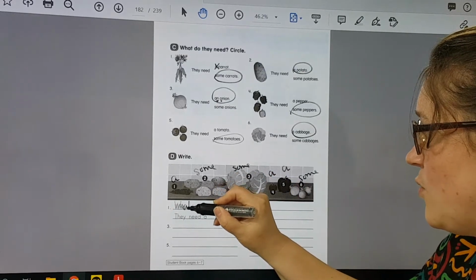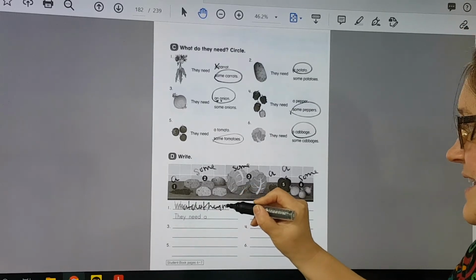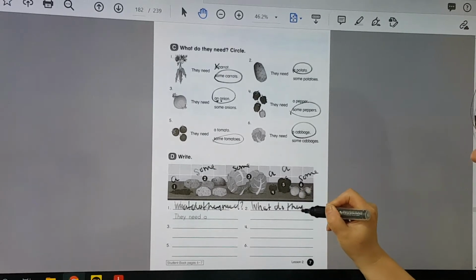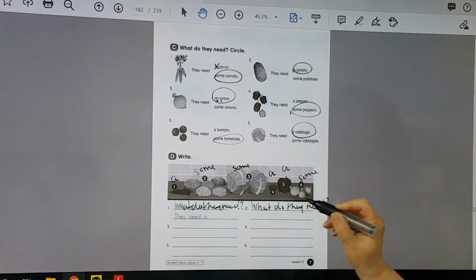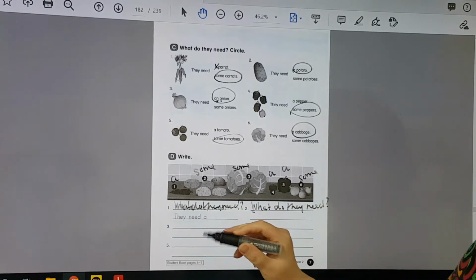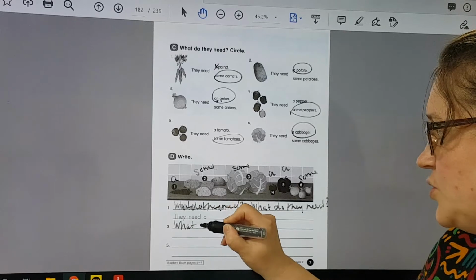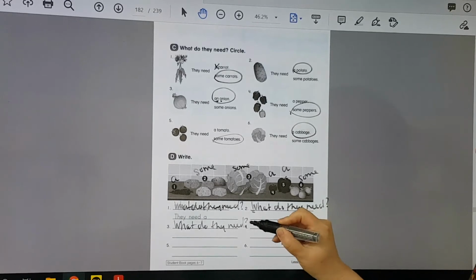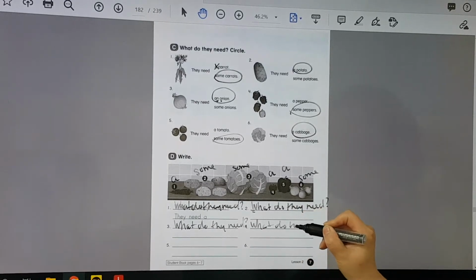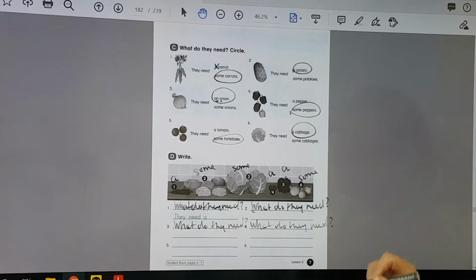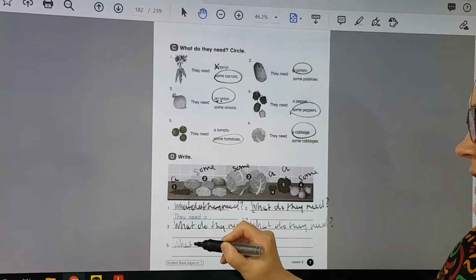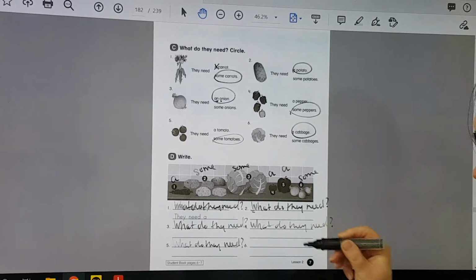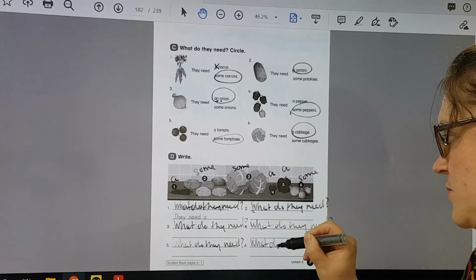Don't forget to trace number 1. What do they need? Number 2, what do they need? Don't forget your capital letter and your question mark, right? Number 3, what do they need? Number 4, what do they need? What do they need? I'm writing very small because the line is very small on my computer. What do they need?